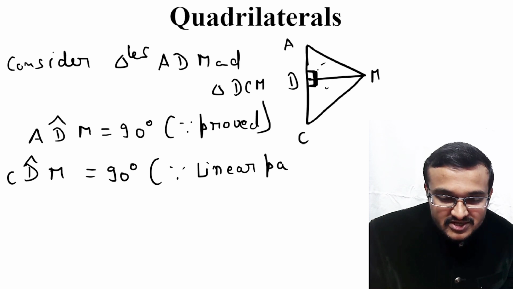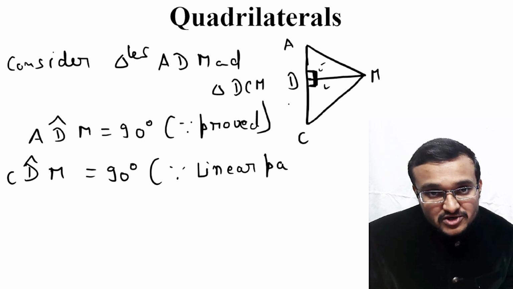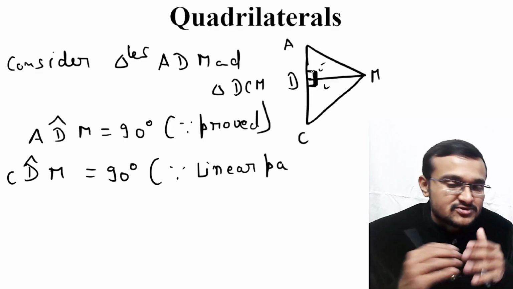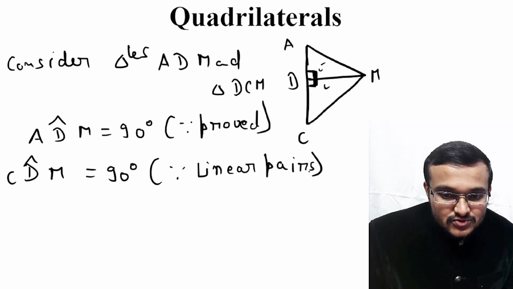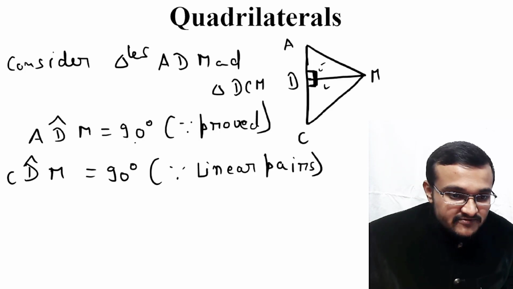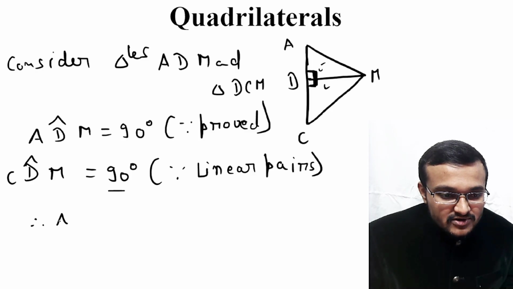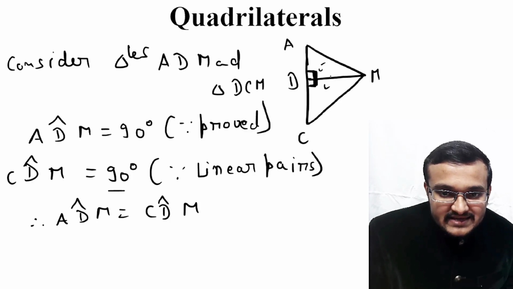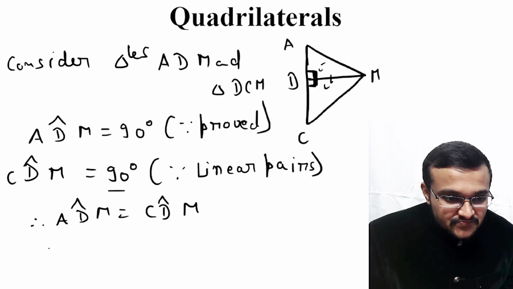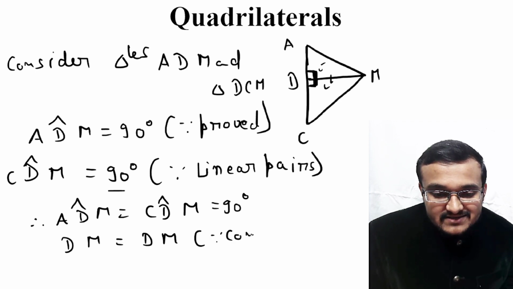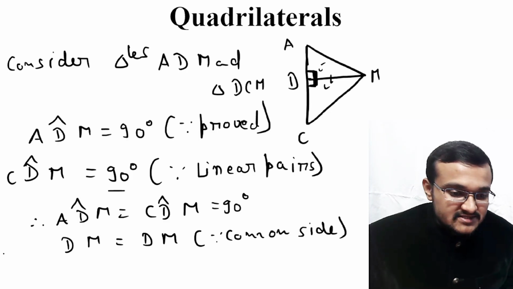So that means this particular angle and this particular angle, if you add, they should be equal to 180 degree. So if one angle is 90 degree, then the other angle will become 90 degree. So 90 plus 90 will be 180 degree. So here ADM and CDM are linear pairs. If ADM is equal to 90 degree, then CDM is also equal to 90 degree. Therefore ADM is equal to CDM. And DM is a common side for both the triangles. So here DM is equal to DM. This is because they act as a common side. This particular side acts as a common side for both the triangles.